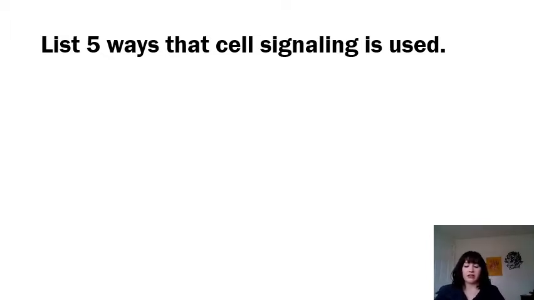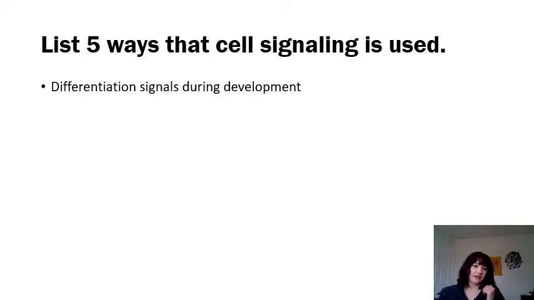I've got a list here of some different ways that cell signaling is being used. First, during development of an organism, cell signaling is important for telling different cells what they need to become. It's important in the immune response. We've talked about macrophages before, we talked about antibodies, right? How the immune response works is dependent upon cell signaling.